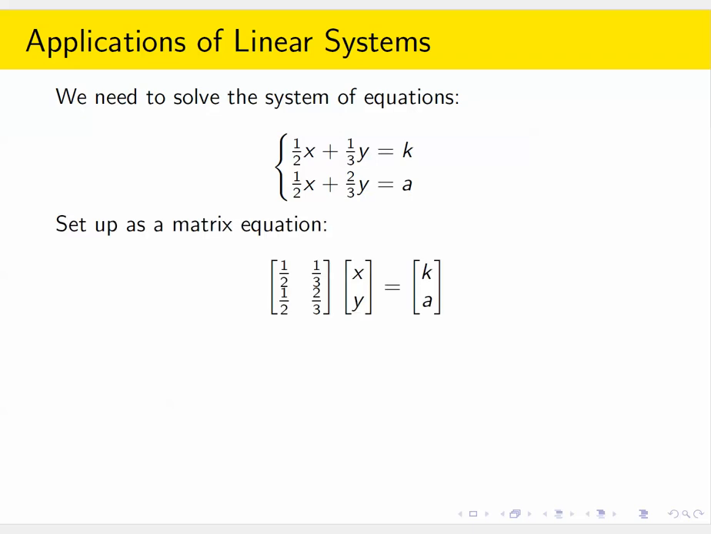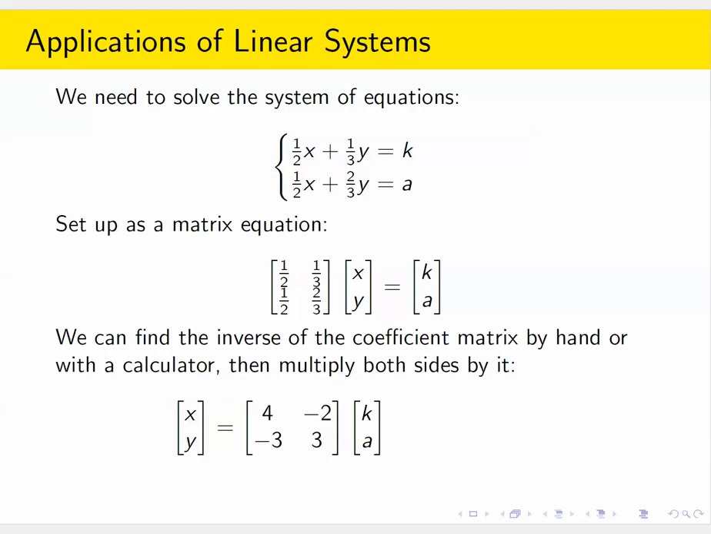Let's start by writing the system as a matrix equation. We have a coefficient matrix, times the matrix of unknowns, x, y, equals the right side matrix, K, A. And our goal is to isolate the matrix of unknowns, x, y, so we want to multiply both sides by the inverse of the coefficient matrix. So you can find that inverse of [1/2, 1/3; 1/2, 2/3], and you'll get [4, -2; -3, 3].